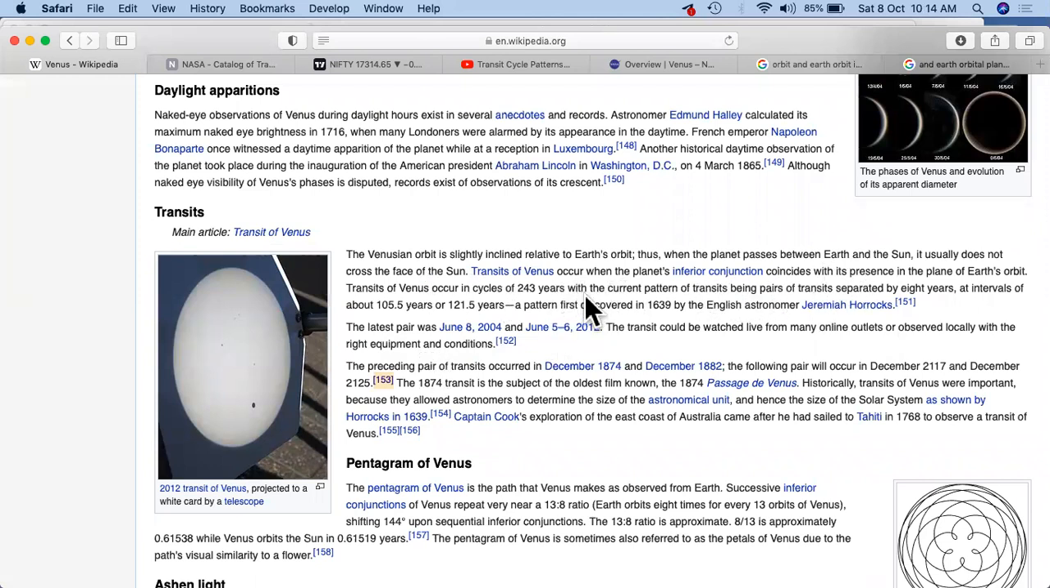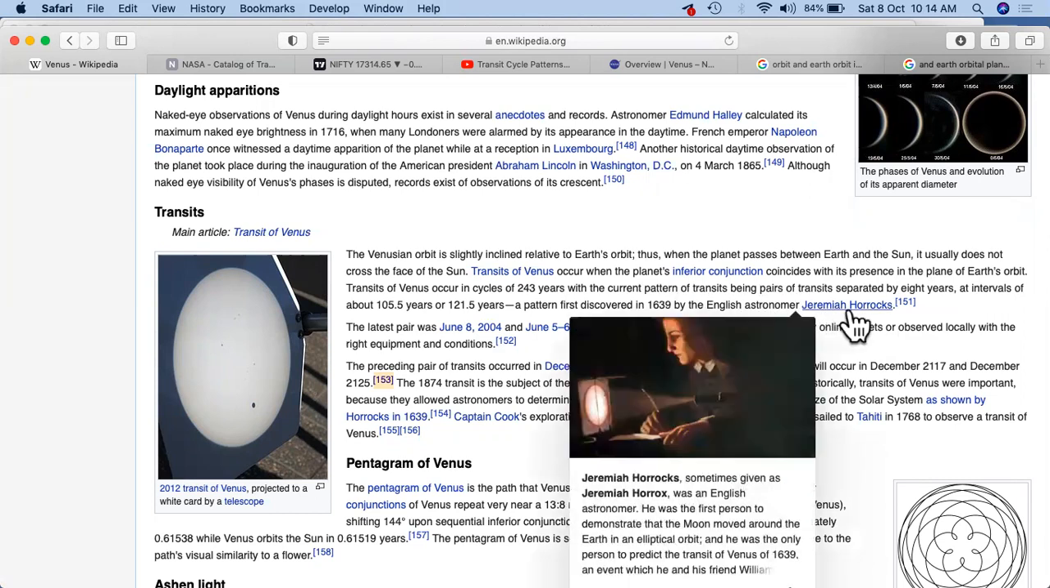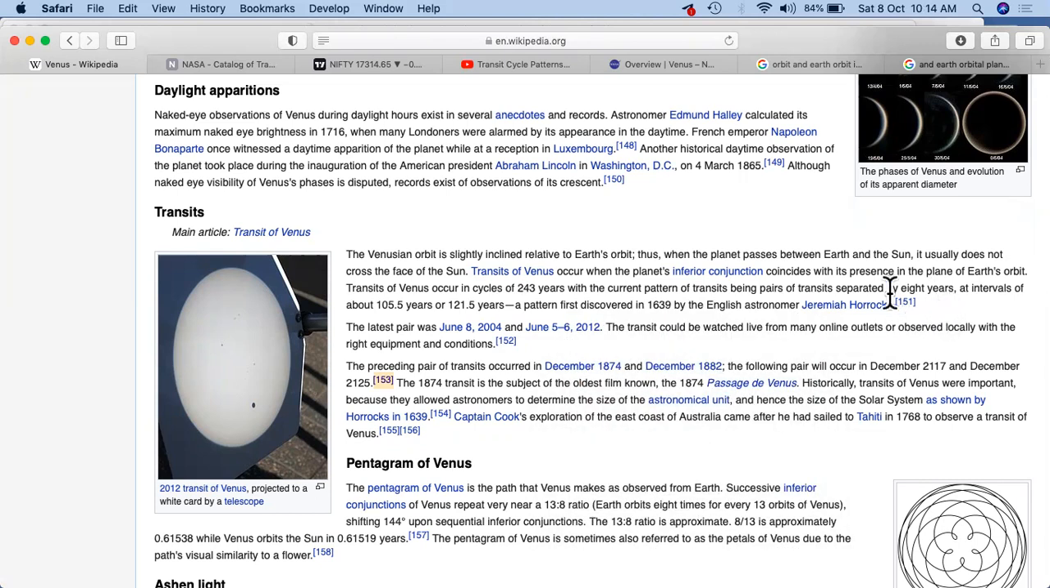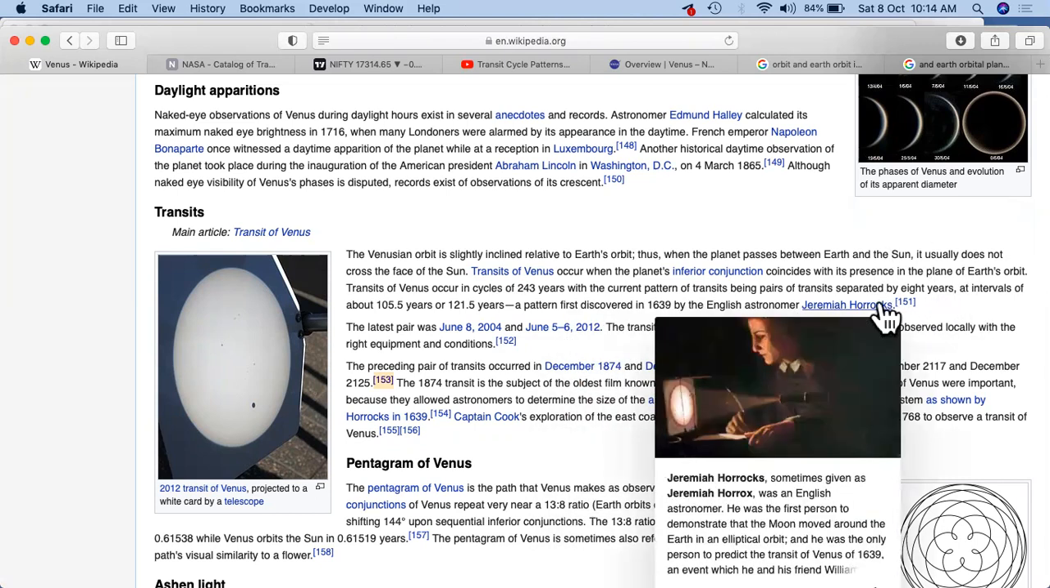Occurs when the planet's inferior conjunction coincides with its presence in the plane of Earth's orbit. Transits of Venus occur in cycles of 243 years, with the current pattern of transit being pairs of transits separated by 8 years. Now we know this period of 8 years, which is the pentagon of Venus being formed as such a pentagram, right?